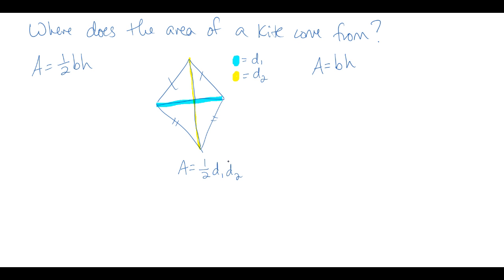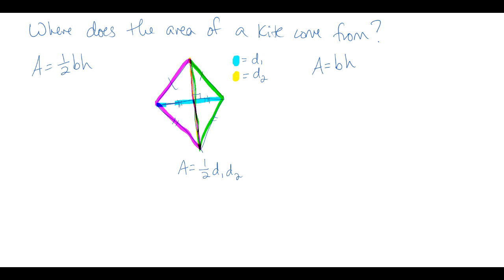Again, it has its roots in either using the areas of triangles or using the areas of parallelograms. Let's first look at the triangle. Now, the one thing that the diagonals of a kite do is the yellow, diagonal 2, bisects diagonal 1. So it cuts it in half. So let's look at this from a triangle standpoint.